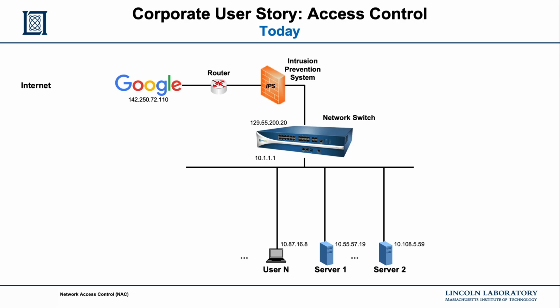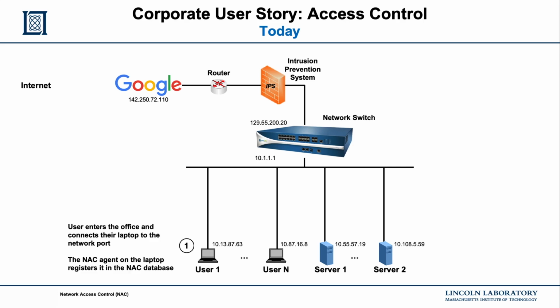We have a user here notionally coming into the office, connecting a laptop to the network. And in the background on that computer is a software agent called a network access control agent that takes its computer address and presents that to a database, which then communicates with the network switch and says, I've seen this network address for this computer before, please allow it onto the network. And at that point, user one can interact with any other computer on this network.